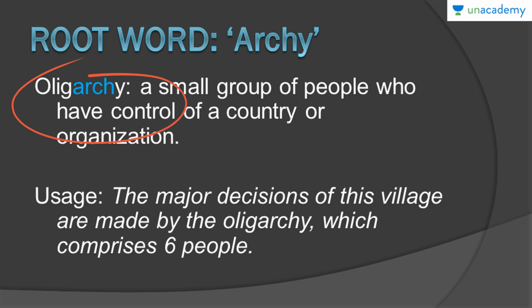When you use it in a sentence: the major decisions of this village are made by the oligarchy, which comprises 6 people. So some people are given the power that yes, you can take decisions for the entire community, for the entire religious community. So that's an oligarchy form of government. Oligarchy has the root word arch, so we know that it is related to some rule, some governance. So that is it for you.